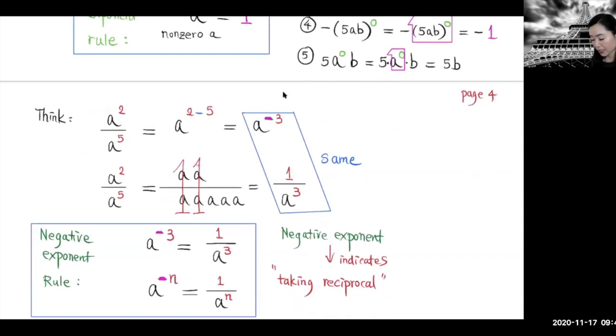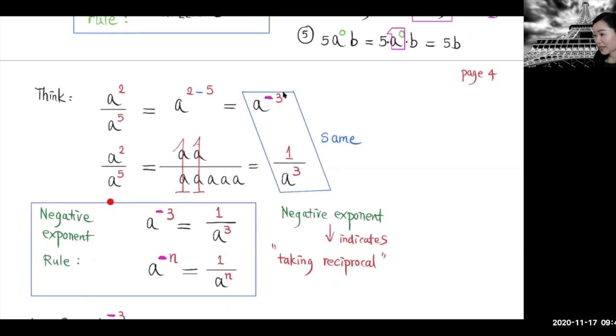Now we'll try to discover another rule. a to the second power divided by a to the fifth power. Remember the quotient rule: we keep the base and subtract the exponents. So 2 subtract 5 is negative 3. So it is a to the negative 3rd power.